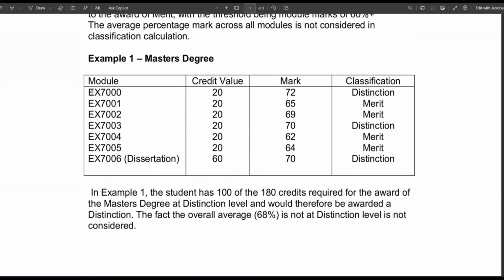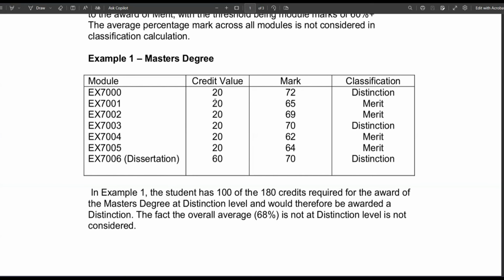We have 7 modules here, inclusive of the dissertation, and then we have the credit value for each of the modules. Of course, the dissertation carries the highest credit value of 60, while others carry 20 credits. Then we have the mark of the student and the classification. Like I said, 70 and above is distinction, 60 to 69 is merit, anything below that falls under pass, and anything below 50 falls under fail.